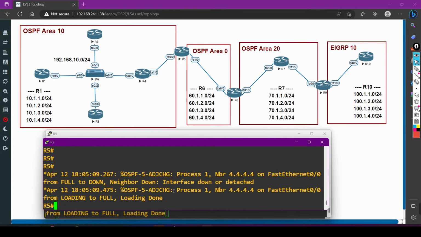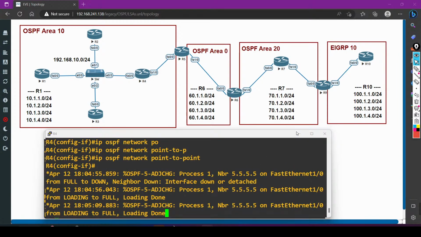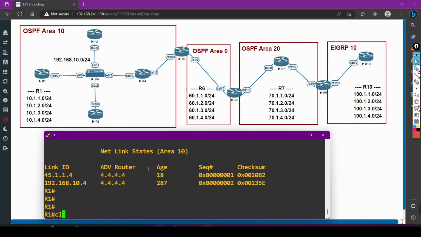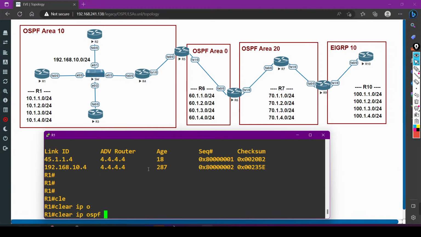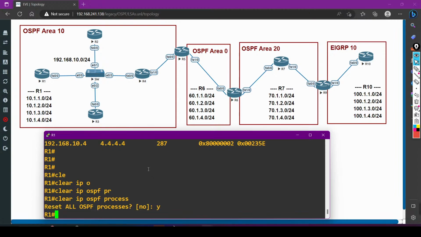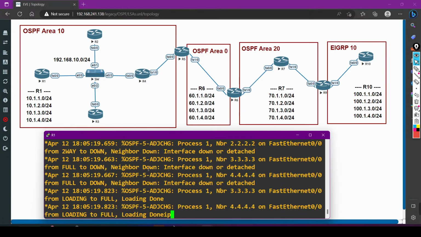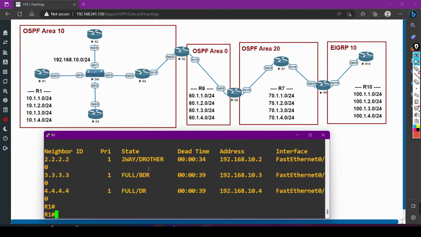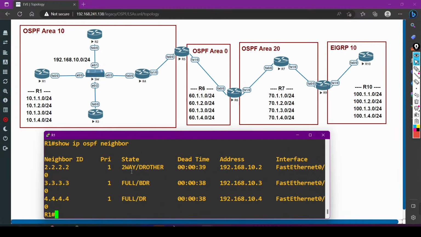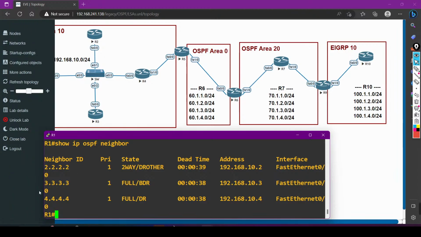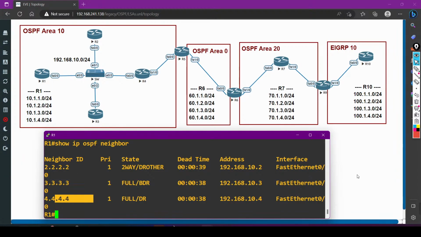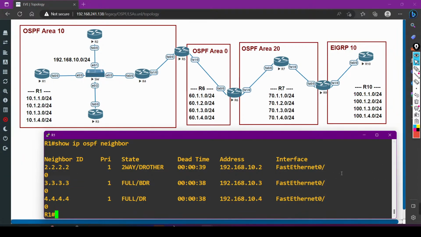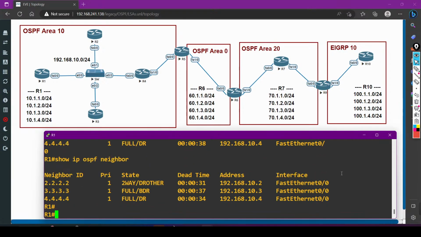Done. Now on router number 1 I will clear the OSPF process. Clear IP OSPF process and say yes. And show IP OSPF neighbor. So neighborship has come up again. Yes or no? 4.4.4.4 is DR, 3.3.3.3 is BDR. Is it clear to everyone?